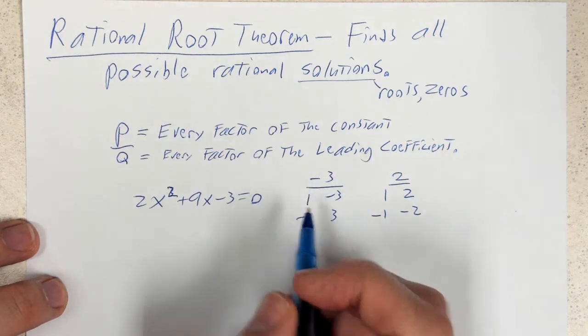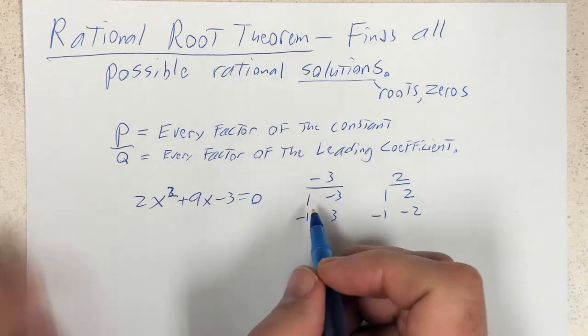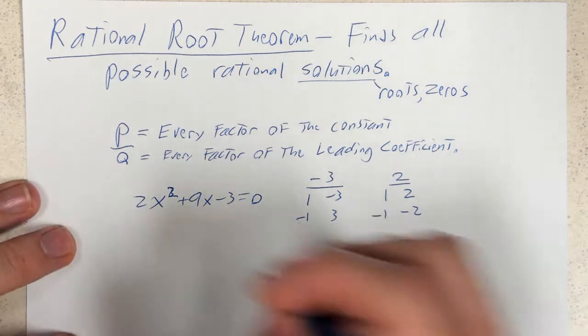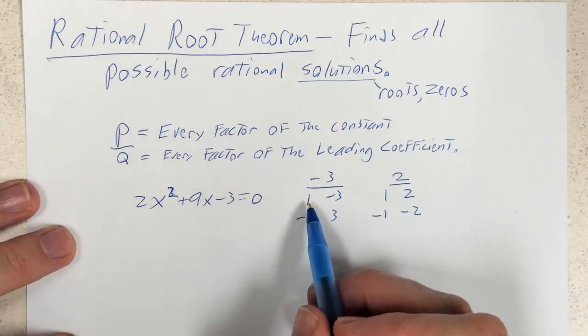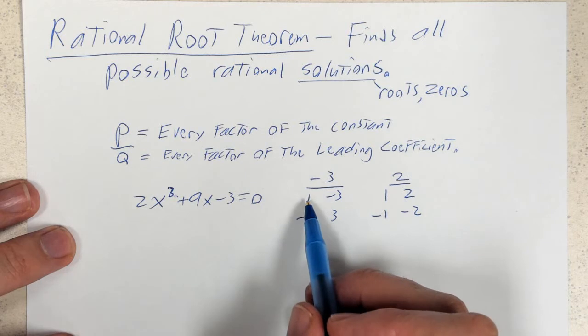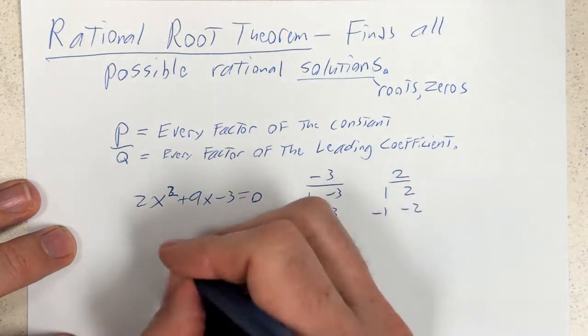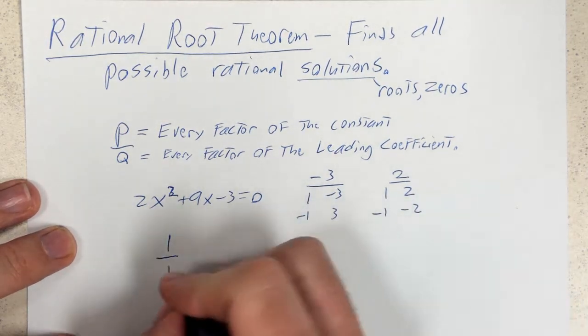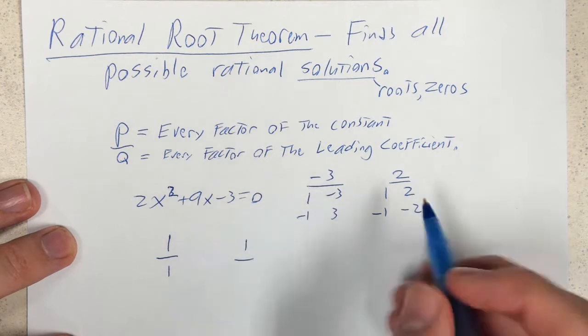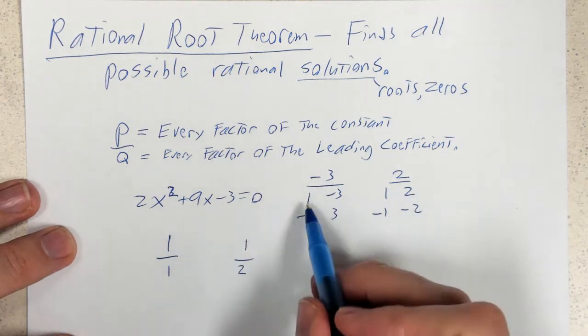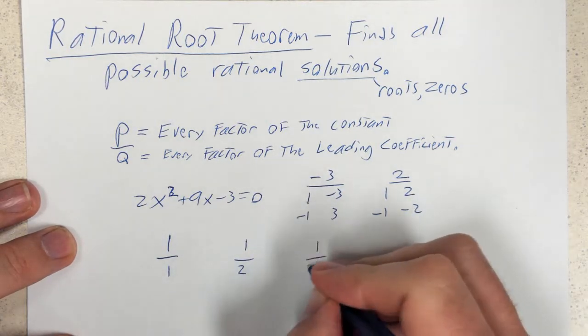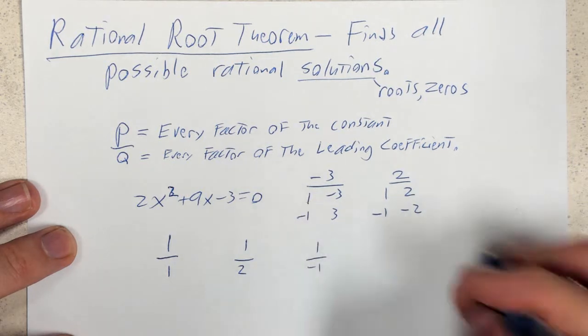So let's just say I grab the first factor of the constant, 1. It needs to get divided by every factor of the leading coefficient. So this 1 is going to get divided 4 times. We're going to have 1 divided by 1, 1 divided by 2, 1 divided by -1, and 1 divided by -2.